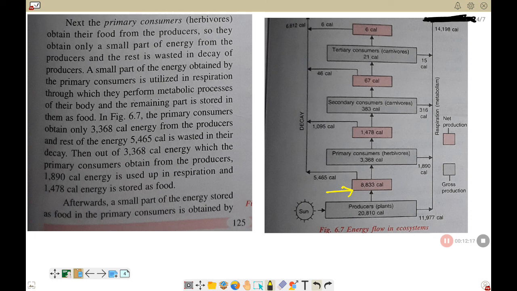Now if you see the next paragraph in your book, you will find this: the next primary consumer, that is herbivorous.